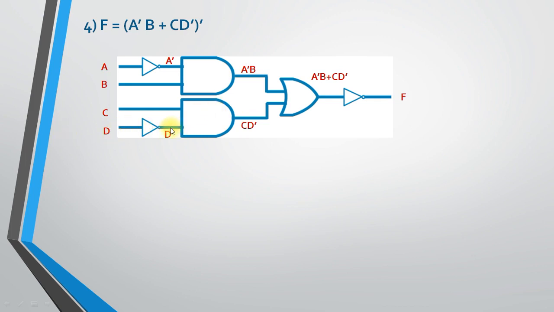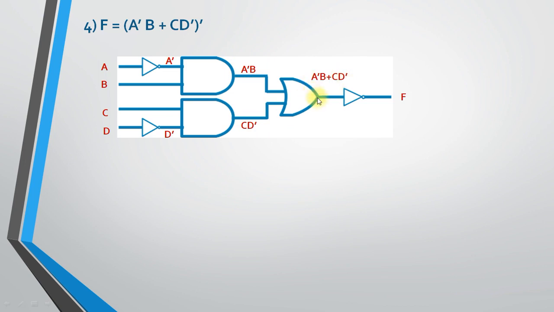Over here C goes directly. D goes with the help of a NOT gate. That means the complement of D is inserted inside the AND gate, that is D dash. So after passing the values C and D dash into the AND gate, you will get CD dash. Now these 2 inputs we have passed inside the OR gate. So you will get A dash B plus CD dash.